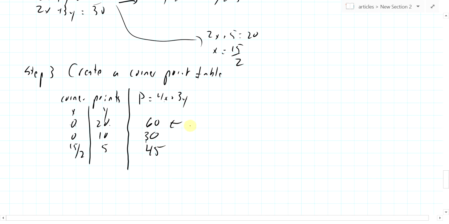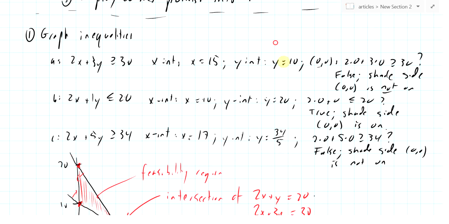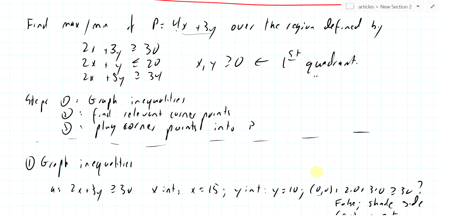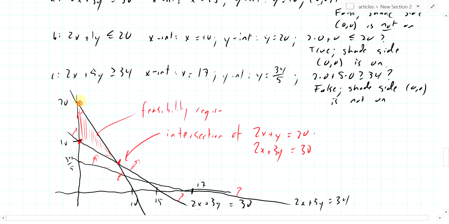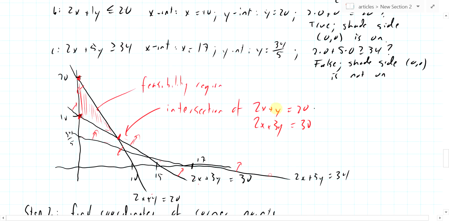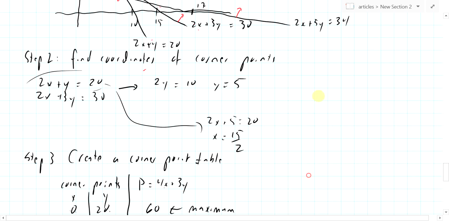This is the maximum, and that's the minimum. So, we're done. This is our region. If we want to find the maximum, the biggest that this can be over that region, the biggest it can be is here, and the smallest it can be is there. And that's pretty much it.